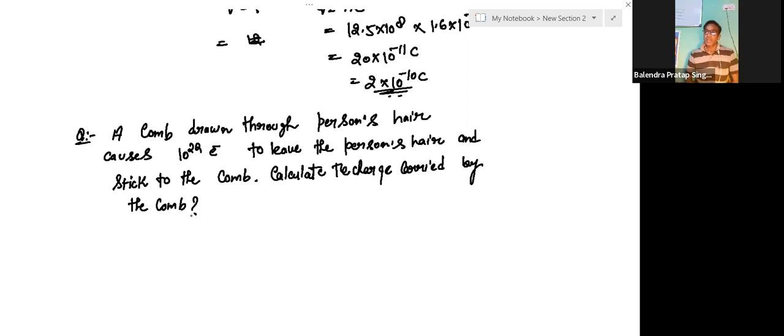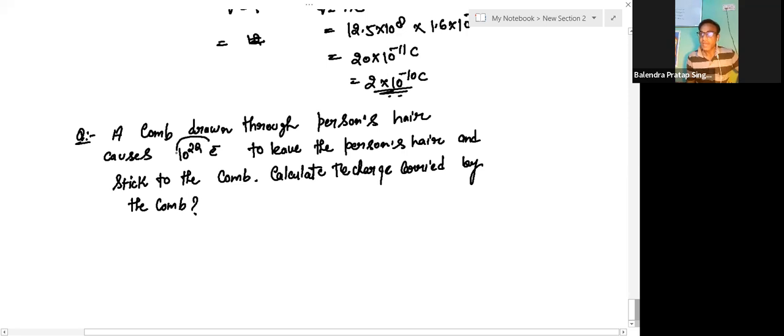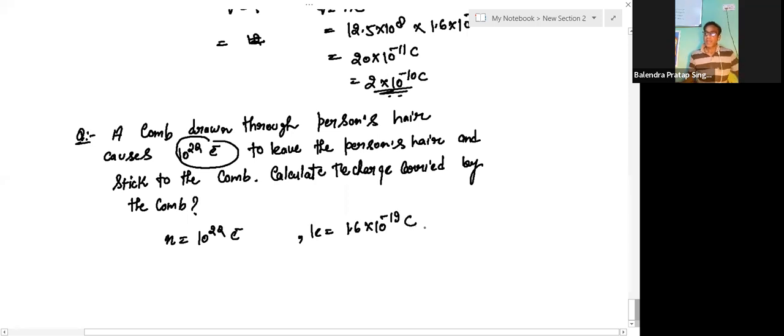Okay, so in this question, what is given here? Given is the number of electrons which leave the person's hair and stick to the comb. So the number of electrons which leave the person's hair is 10 raised to the power 22. And one electron has charge 1.6 into 10 raised to the power minus 19 coulomb. And you have to calculate the charge carried by the comb.